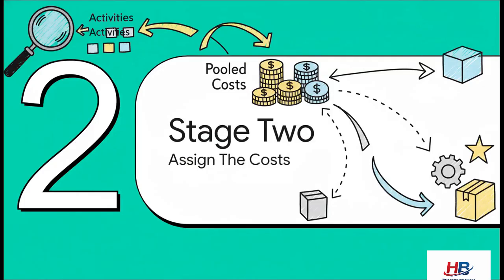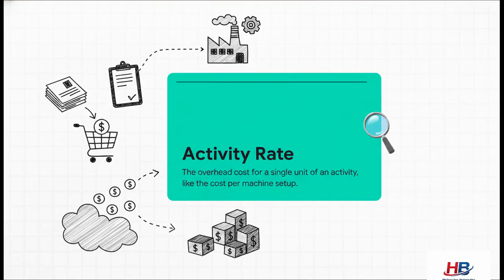All right, so we've got our cost pools all set up, which means we are ready for stage two, assigning those costs. We've done the detective work, we've gathered all the data, now it's time to connect the dots and link those costs directly to our products. To do this, we need a super important metric called the activity rate. This is basically the price for doing an activity just one time. For example, it tells us the exact cost for a single machine setup, or the cost to process just one purchase order. It takes that big cost pool and breaks it down into a really manageable per unit cost.